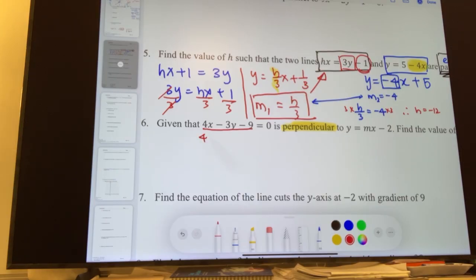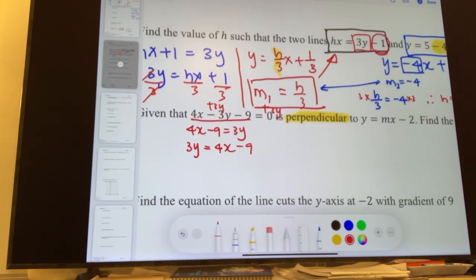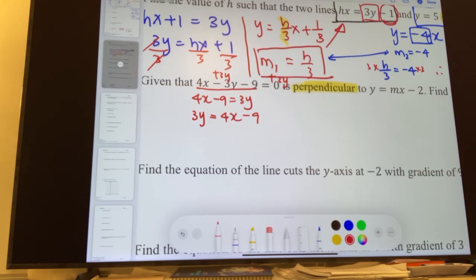So I can move the x away, minus 9 equal to 3y. That's what you can do. Yeah, you plus 3y to both sides of the equations. And we always like our y to be on the left hand side. And that means the next step is to divide every term by 3. So that means you are going to have y equal to 4/3 x minus 9 on 3.